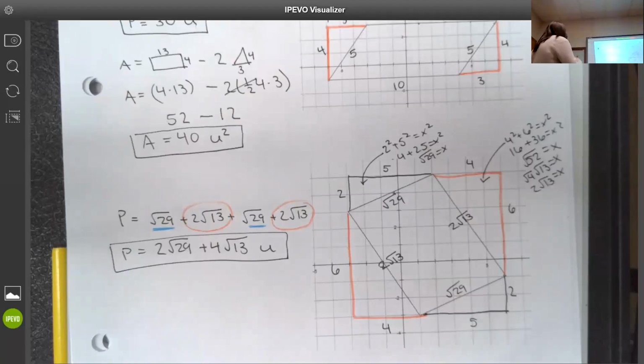Radicals that I'm adding up, I'm just collecting the ones that are alike. I can add these two together. I have 1, 2, I have 2 all together. I have 2 more, I have 4 all together. And if I had units that weren't radicals, that would just be in there as well.